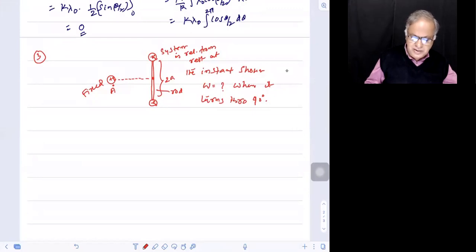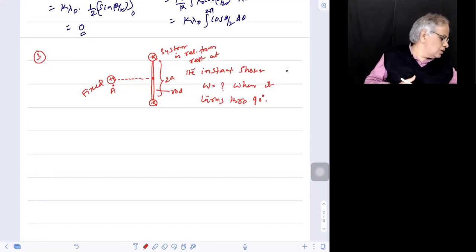Start means you don't even write anything. Think, sir, I can do it this way. Maybe it is like this, something like that, you tell me. Whatever you want to say, you say. It's like this only, right? All right. Find the angular velocity of the rod when the rod turns through 90 degrees. Come on.